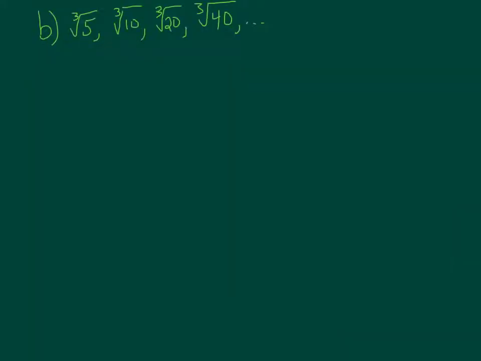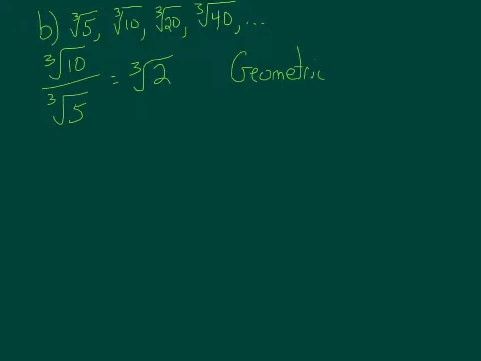Okay. So, here's your next sequence. I want you to determine if it's arithmetic, geometric, or neither. And hopefully this part's getting a little bit easier by now. This is not arithmetic, but if you take the second term and you divide it by the first term, you get the cube root of 2. And that'll happen over and over and over. So this is actually geometric, with a common ratio of the cube root of 2.